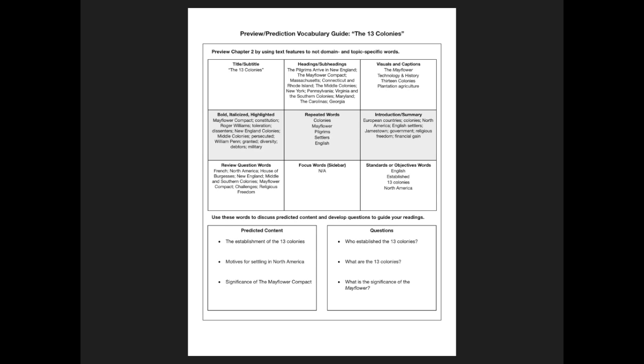Just by observing some of these text features, it is apparent that a few words have been repeated, such as colonies, Mayflower, and pilgrims. Once reviewing the introduction or summary material, we can highlight a few more topic-specific words or phrases, including European countries, colonies, religious freedom, and financial gain. Lastly, there are several review question words and standards or objective words that contribute to the anticipation of topic-specific vocabulary.